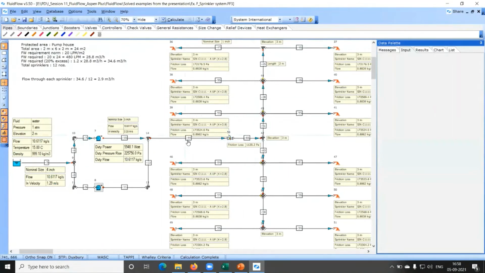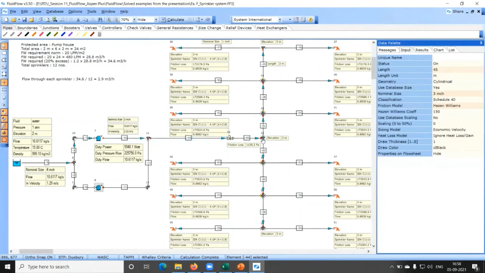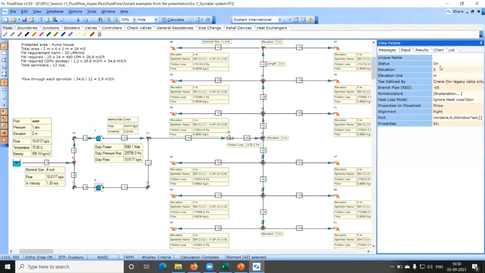So here, if you see, the elevation of this is 3 meters. This also 3 meter. These junctions are at 3 meter elevation. This also 3 meter elevation, right? All the sprinklers are at 3 meter elevation, right? Meaning this entire thing is on the top, just below the roof. Okay, and the roof is about 3 meter height.